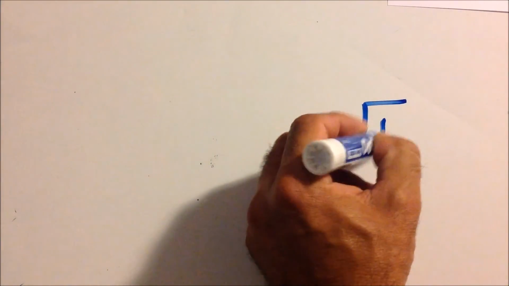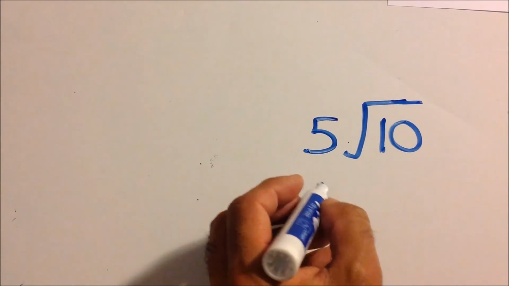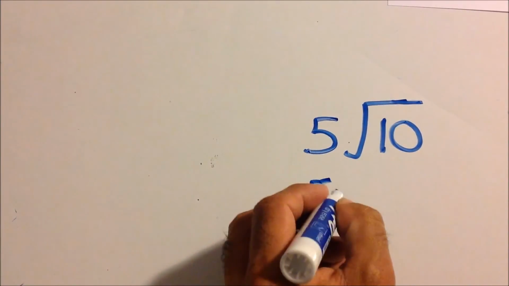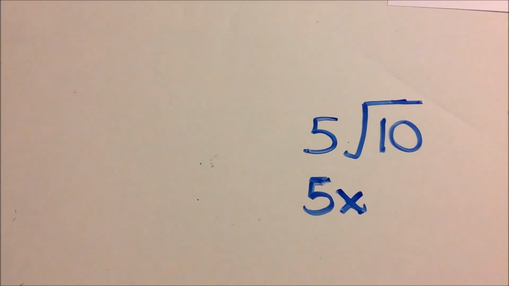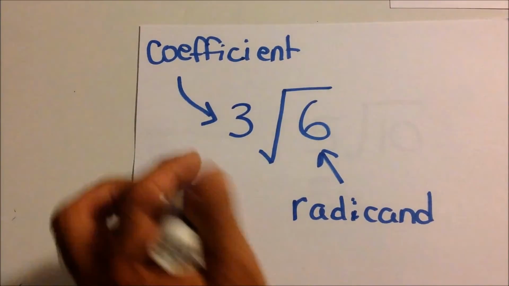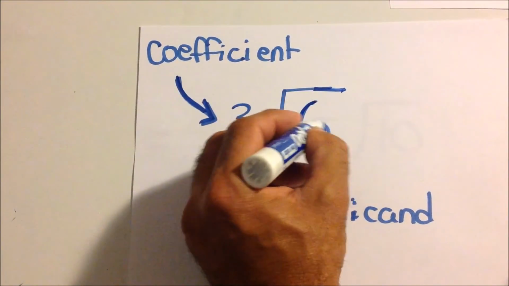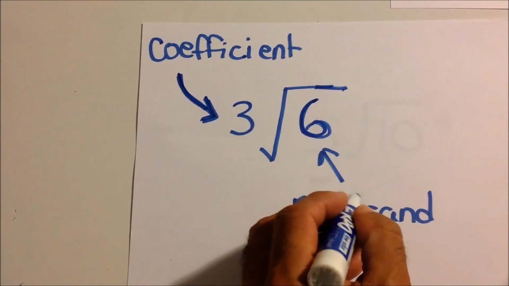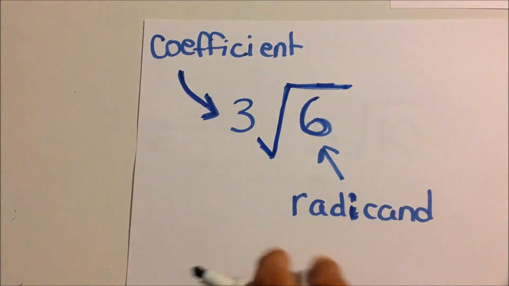Okay, let's just go over some terminology. So let's say we had 5 square root of 10. The 5 is the coefficient, just like we had in linear equations. Like if I had a 5x, the number next to the variable is called the coefficient. It's the same with radicals. So here we have 3 square root of 6, so the 3 is the coefficient, and the 6, the number inside the square root, is called the radicand. So that's just terminology to know. So the 6 is the radicand, this is the square root of 6, and that's our terminology.